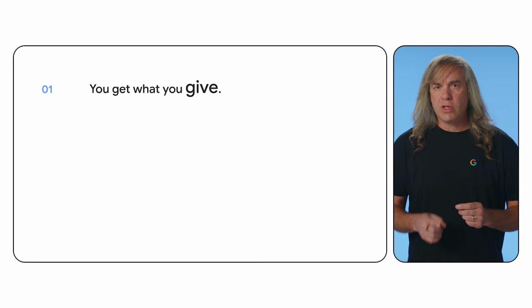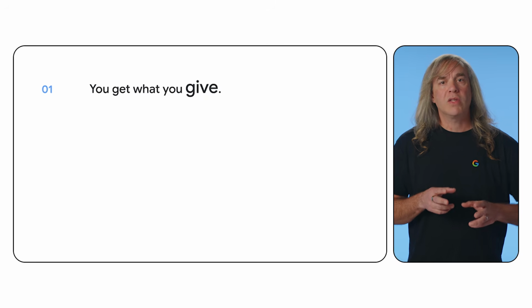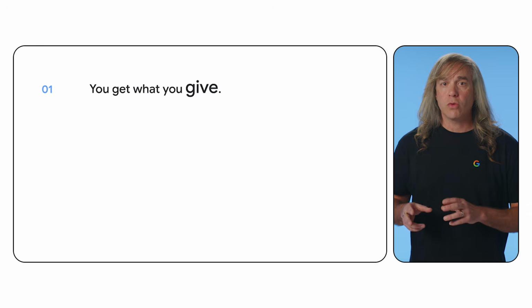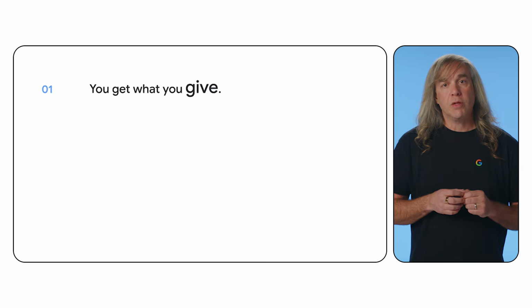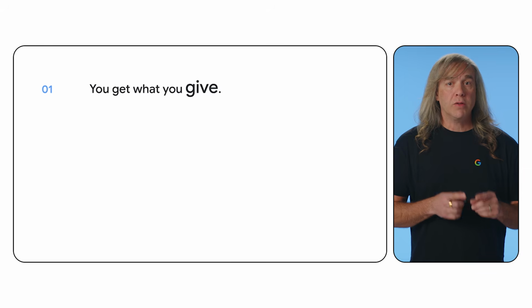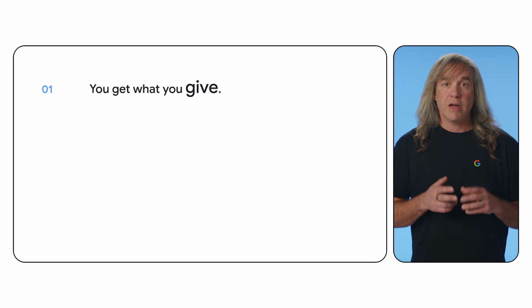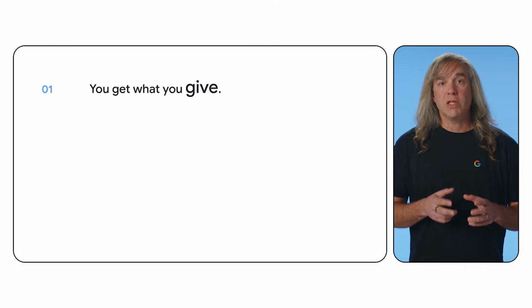The way I like to think about AI is, you get what you give. What I mean by this is that if you don't put effort into using the tool, it won't put effort into the output it gives you. An AI tool like Gemini works best when you give it a little guidance and a lot of context, and are very specific with what you want it to do.